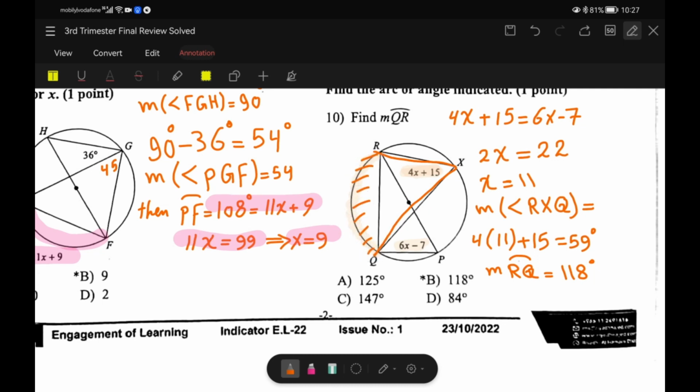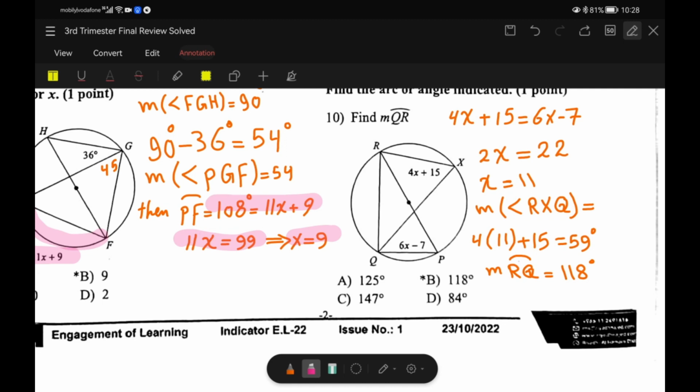This is the arc. This is its first inscribed angle, and this is its second inscribed angle. So this angle and this angle must be equal, and they must each equal half of the measurement of that arc. Anyway, what do you need to find? The measurement of arc Q.